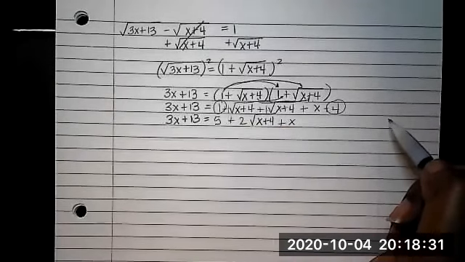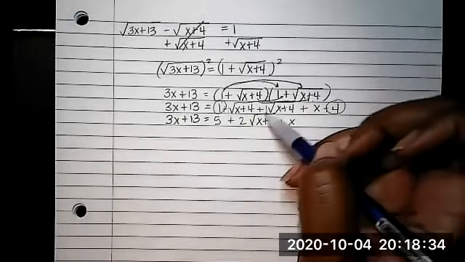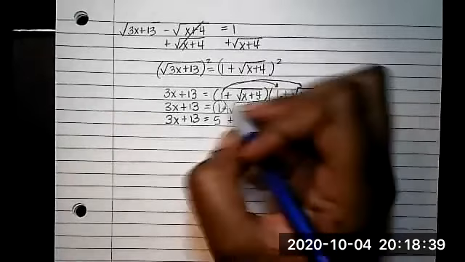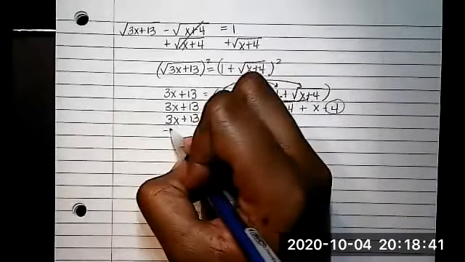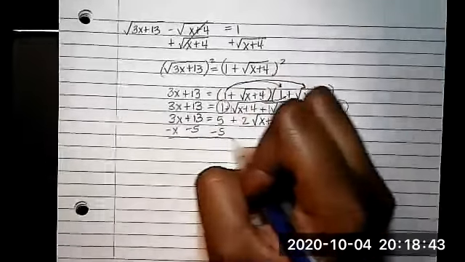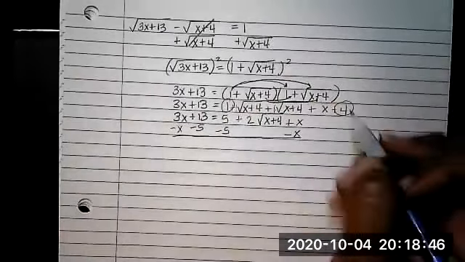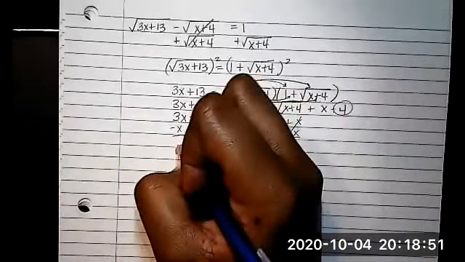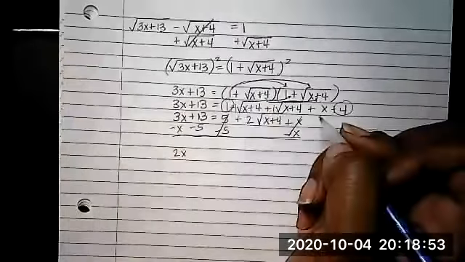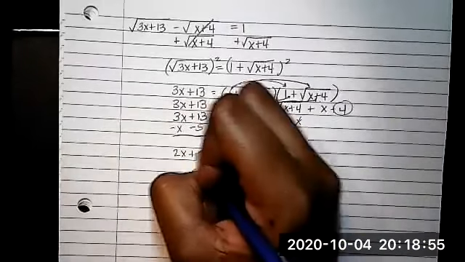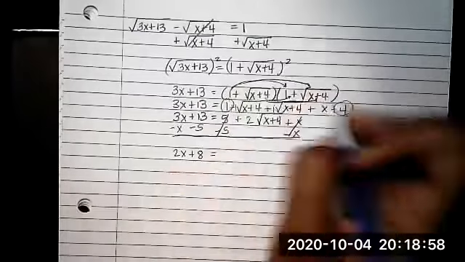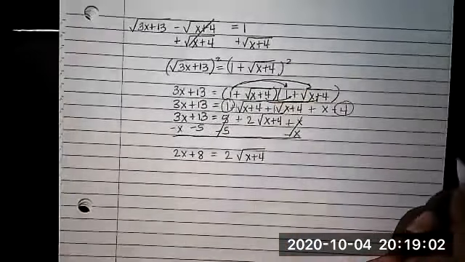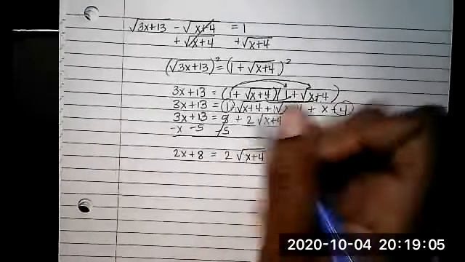Now again, I'm going to try to get the square root by itself. So I'm going to subtract away x and 5. Subtract x, subtract 5. That goes away, that goes away. This now becomes 2x, 13, 12, 11, 10, 9, 8, positive 8. And it's going to be equal to 2 times the square root of x plus 4. Okay, so I brought that down.